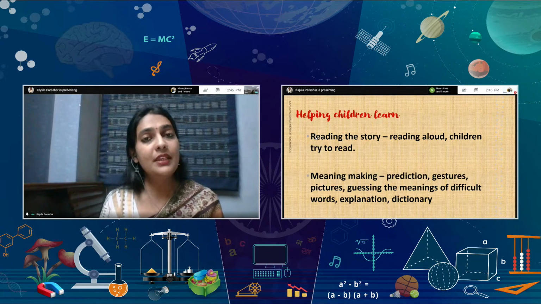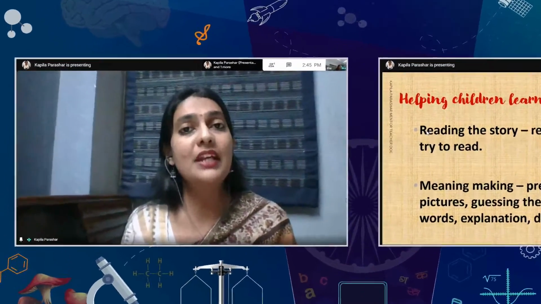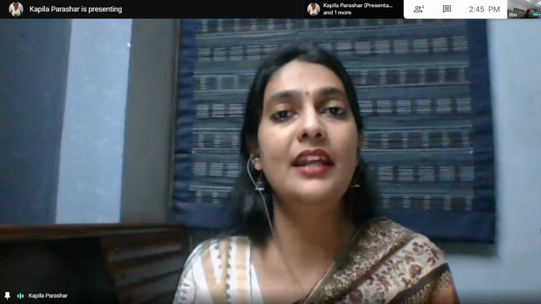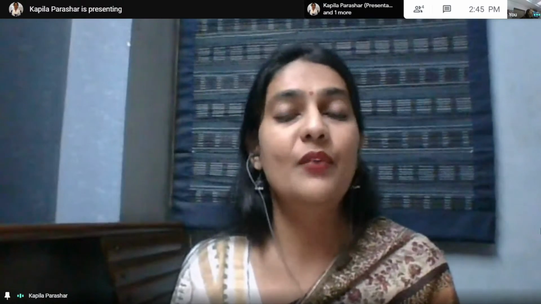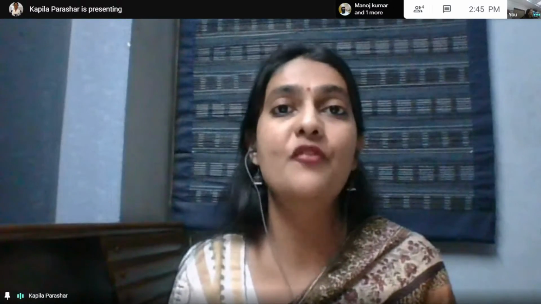So the first thing could be that the pictures in the book could be shown to the children, and children could be asked to predict what is there in the story. This would help them to connect to some words that they would come across while reading the story. Okay. And yes, there are few words that could be explained with the help of gestures.